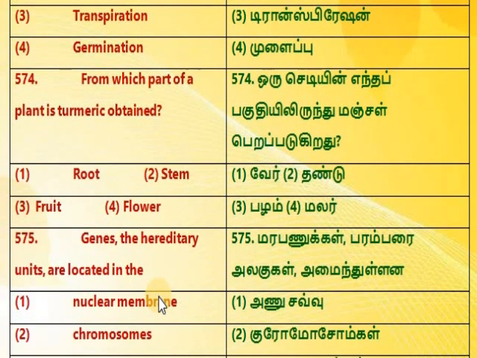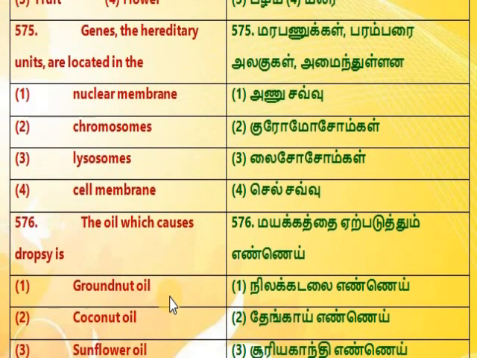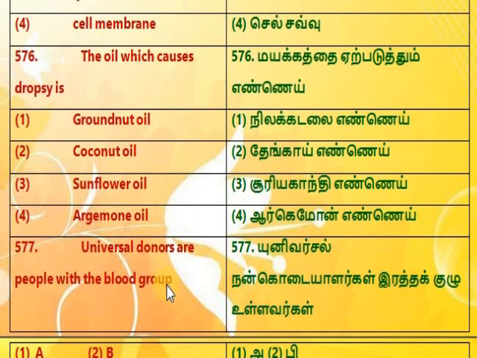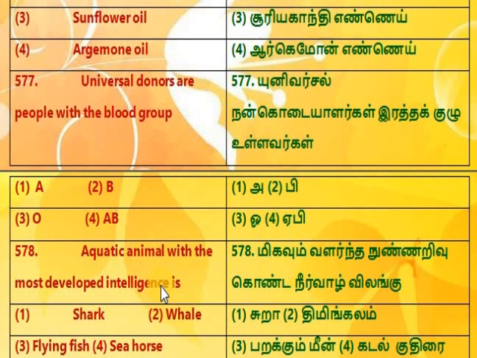574. From which part of a plant is turmeric obtained? 1. Root, 2. Stem, 3. Fruit, 4. Flower. 575. Genes, the hereditary units, are located in the: 1. Nuclear membrane, 2. Chromosomes, 3. Lysosomes, 4. Cell membrane. 576. The oil which causes dropsy is: 1. Groundnut oil, 2. Coconut oil, 3. Sunflower oil, 4. Argemone oil. 577. Universal donors are people with the blood group: 1. A, 2. B, 3. O, 4. AB.